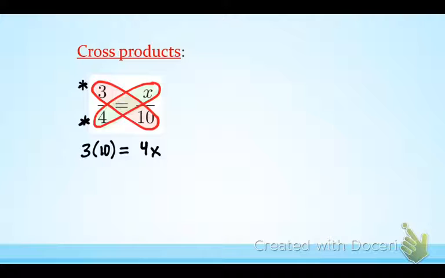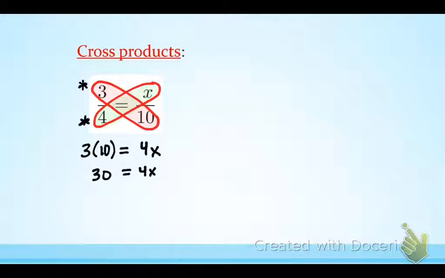Now remember, if you have a number next to a letter, that means to multiply. So I don't have to put it in parentheses or anything like that because I know 4x means that I'm multiplying. Okay? So let's go ahead and work on the left side. What is 3 times 10? 30. 30 equals 4x.